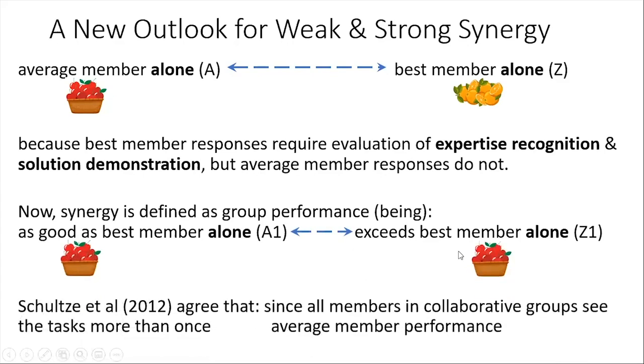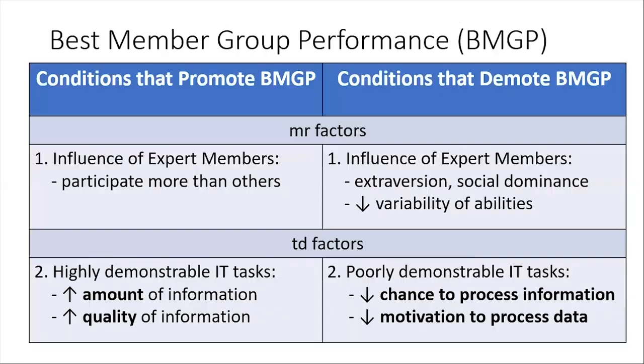Schultz et al. also agree that we should now look at defining synergy based upon the best member, because they say everybody in a collaborative group sees the information more than once. If that's the case, you can't talk about average member performance being a baseline. So now we understand that you have to talk about best member performance as a parameter to understand synergy.